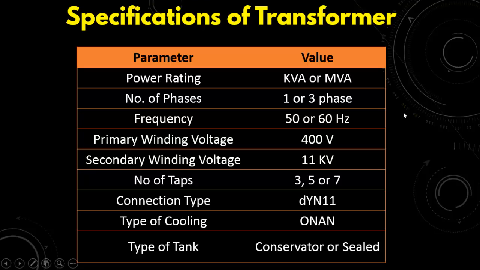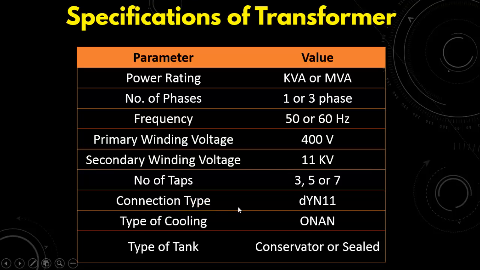So what if you have to specify a transformer? These are the main parameters which are used to specify a transformer. First is the power rating of the transformer, which can be in kVA or MVA for the large power transformers. The number of phases, it can be single phase or three phase, then frequency, then the primary winding voltage and the secondary winding voltage, also the number of taps.